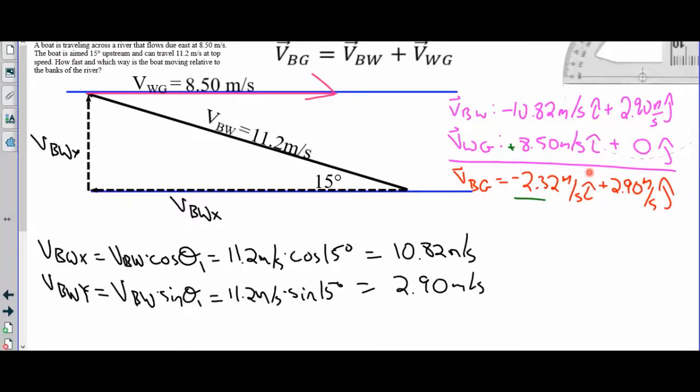You'll get negative 2.32 meters per second in the x direction. So that's the i component vector, and then 2.9 plus 0 is 2.9. So there's no real thought process behind that.